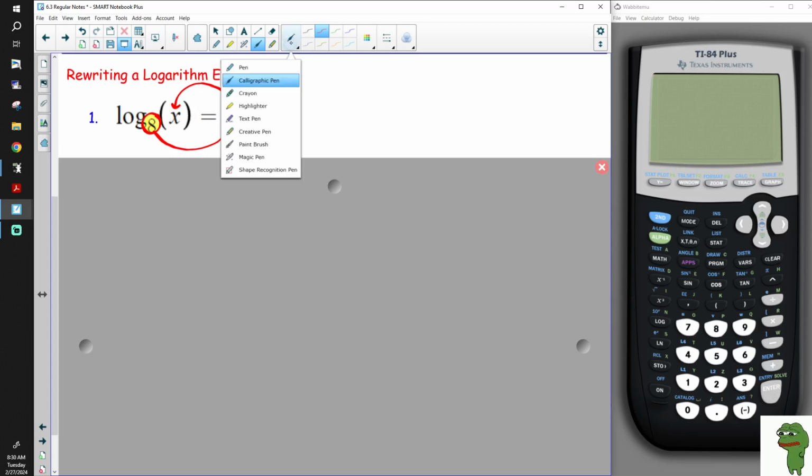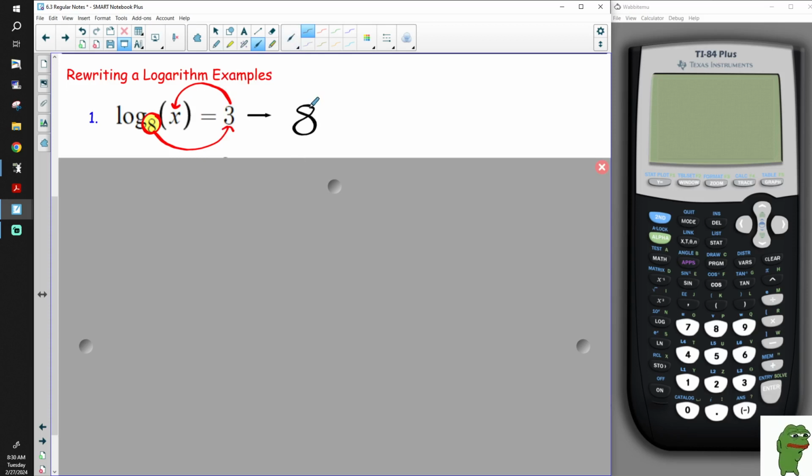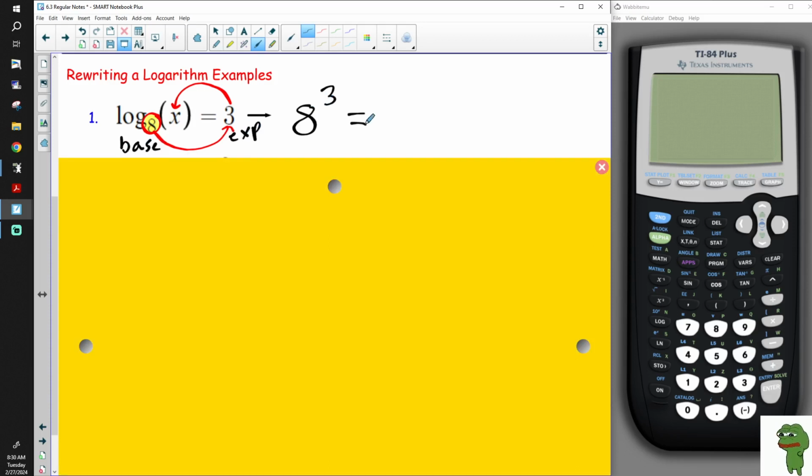So I start with my base. My base is 8, to the power of 3, because this is our exponent. And it's going to be equal to the x. Is this a lot easier to plug into our calculator? What can we plug in our calculator? We can just plug in 8 to the power of 3, that's our x. So we know how to do that.